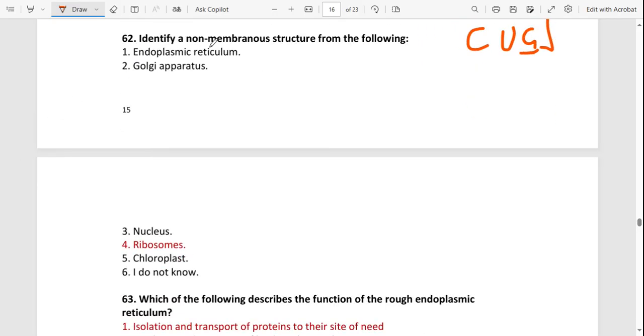Number 62, identify a non-membranous structure from the following, which doesn't have a membrane. Of all the organelles, at least the common organelles that you know, it is only the ribosome that doesn't have a membrane. That is why ribosomes are found in prokaryotic cells. Prokaryotic cells are not supposed to have membrane-bound organelles, but ribosomes are found in prokaryotic cells because the ribosome is not a membrane-bound organelle. The rest, endoplasmic reticulum, Golgi apparatus, nucleus, chloroplast, are not found in prokaryotic cells because they have a membrane.